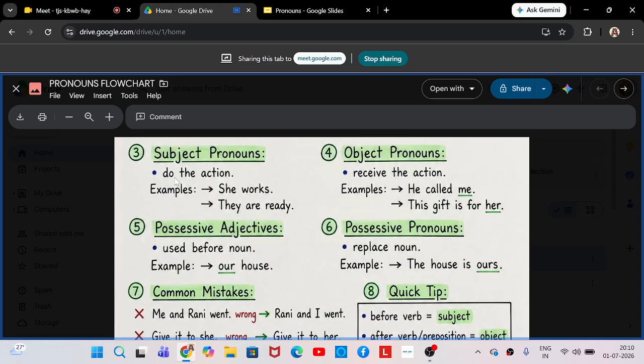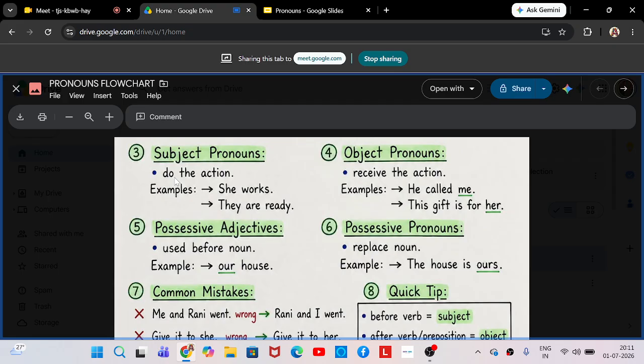So possessive adjectives will be used before a noun. For example, this is our house. This is our house, meaning this is our home. So our is used before a noun, that is house. So if it is used before a noun, it is a possessive adjective.